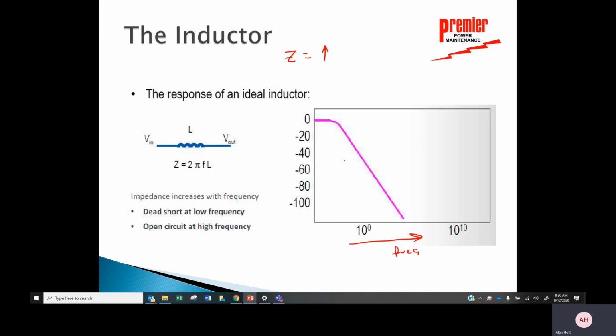So the impedance went up. So I've got more and more losses dropped across that. It started out at 0 hertz, where this was a short circuit. But then I had losses because the impedance got bigger and bigger. So it's a dead short at low frequencies, and it's an open circuit at the higher frequencies.